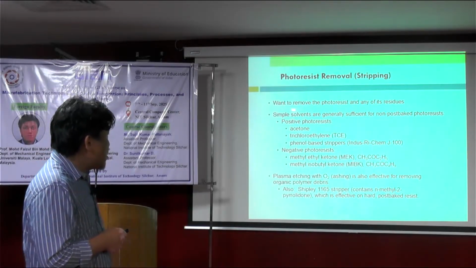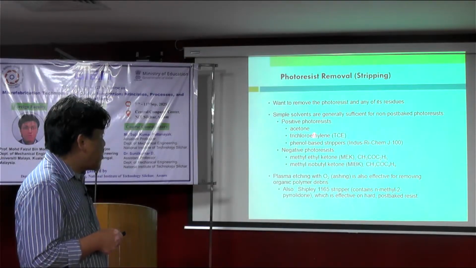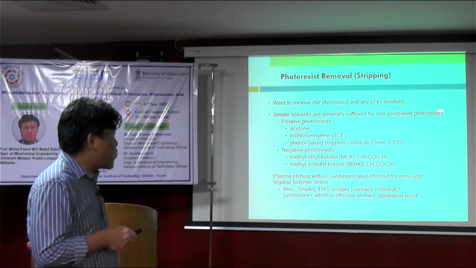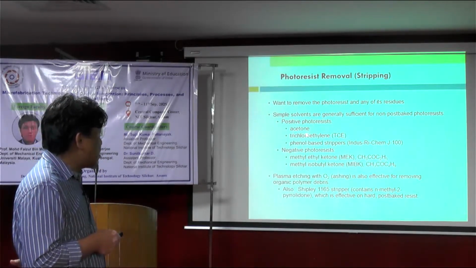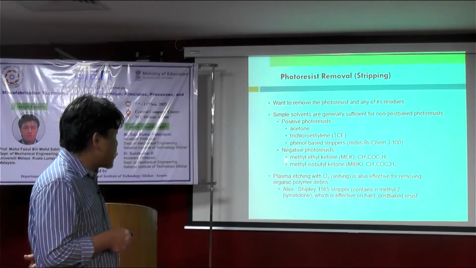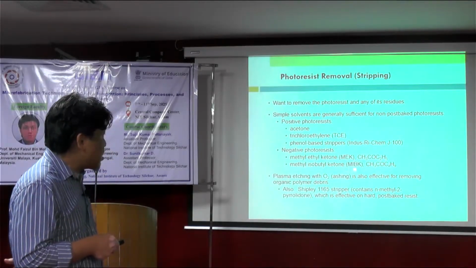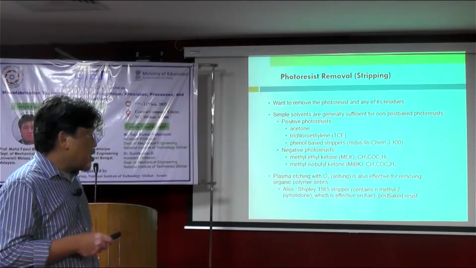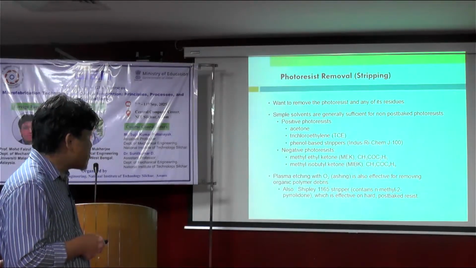Then when you have your pattern and you want to remove the photoresist, you use solvent. Simple solvents are generally sufficient for non-post-baked photoresist. For positive photoresist, use acetone, TCE, and phenol-based strippers. For negative photoresist, you use methyl ethyl ketone and methyl isobutyl ketone. So this will wash everything off the surface of the substrate.